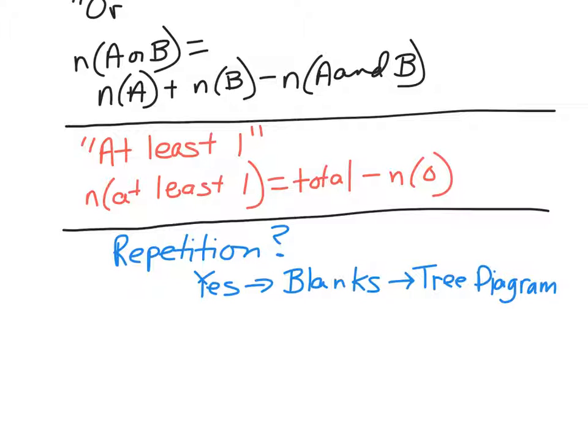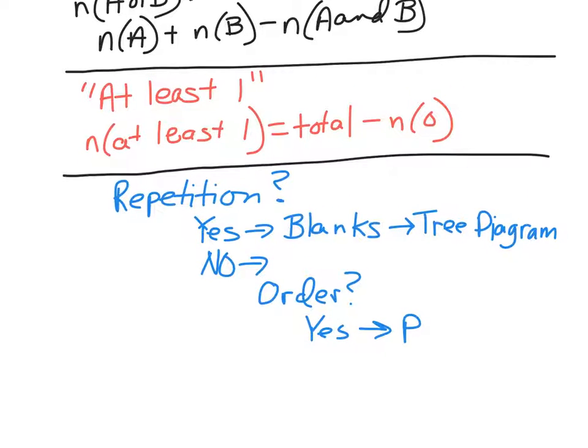Okay, but if repetition is not allowed, then we ask the second question about order. So do you remember what our strategy was if order did matter? If the answer to that question was yes? Yes. Permutations. There's a permutation, good. And if the answer to that question was no, then we used a combination.